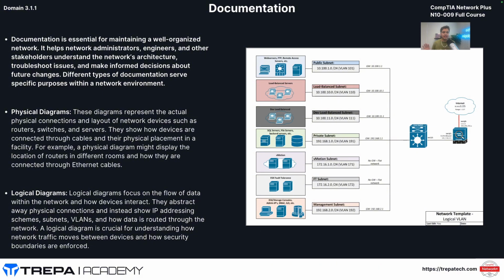Now, for the Network Plus exam, that's what we're here to pass. We're going to go over the exact definitions here, okay? So, a physical diagram. These diagrams represent the actual physical connections and layout of network devices such as routers, switches, and servers. They show how devices are connected through cables and their physical placement in the facility. So, you can think of this as saying, oh, we have access switch 4 on floor 1. And that's connected to the distro switch via the gig 1/1 port, okay? And that could be a physical diagram.